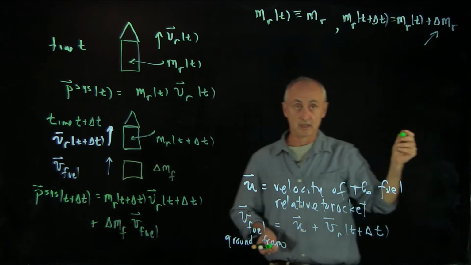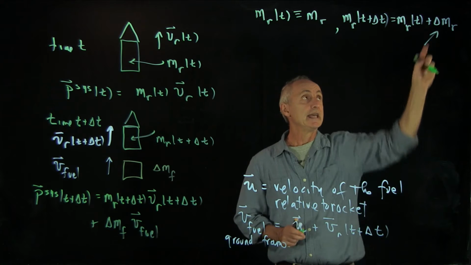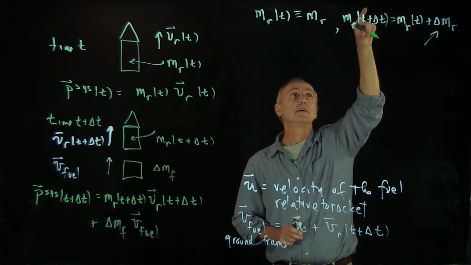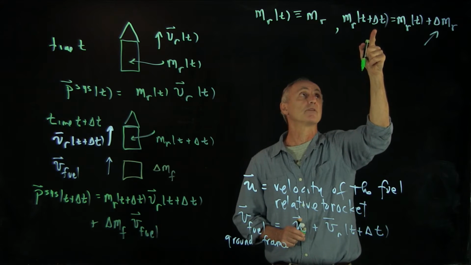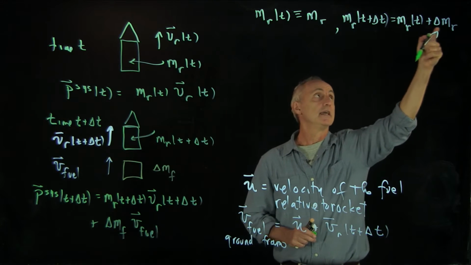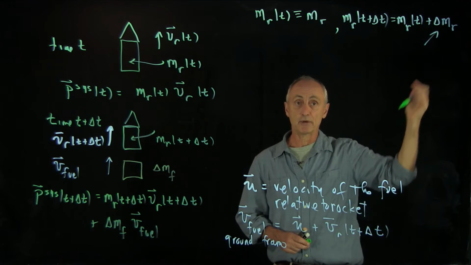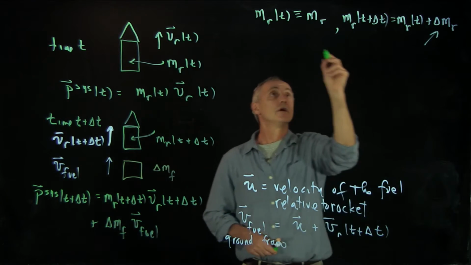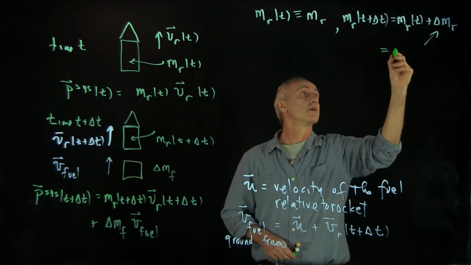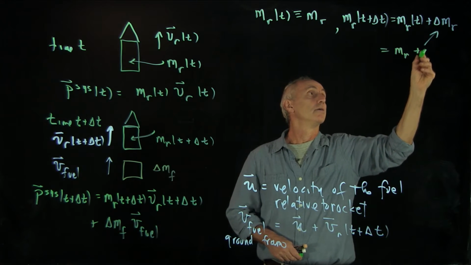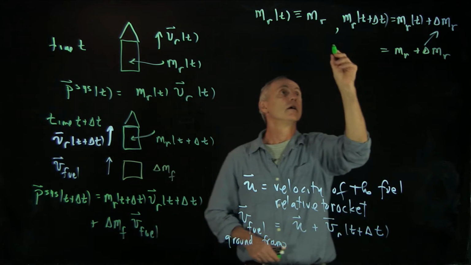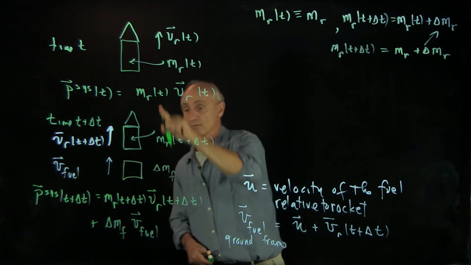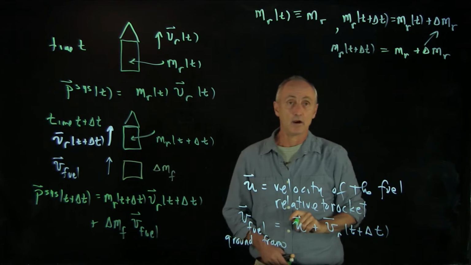This is precisely how you define a differential. Even if this quantity is negative, you always write the difference, m_r of t plus delta t, minus m_r of t, equal to delta m_r. That's how we write a differential, delta mass of the rocket. So the mass of the rocket at time t plus delta t looks simpler: m_r plus delta m_r. So those are two ways of simplifying our expressions for the terms that are appearing here and there.